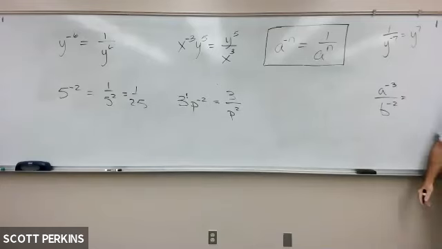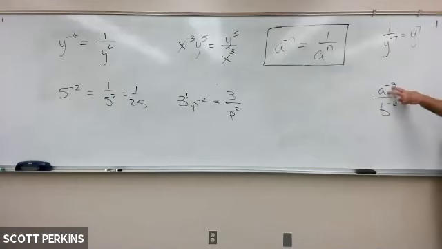And then again, I just repeated that same sort of thing. I've got a to the negative 3 divided by b to the negative 2. So both bases are in the wrong place because they're both negative. So the a to the negative 3 is going to go to the bottom and become a to the third. The b to the negative 2 is going to go up to the top and become positive b squared.